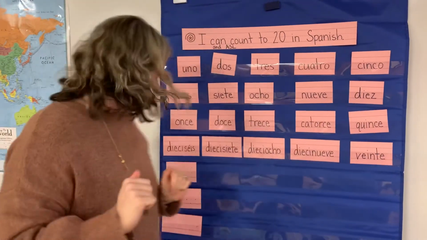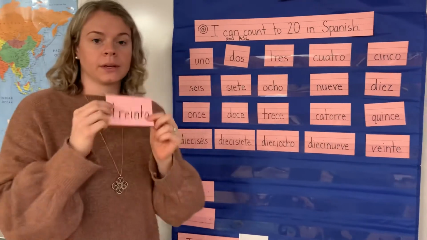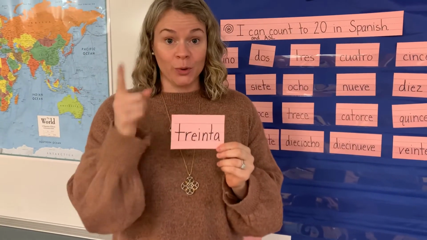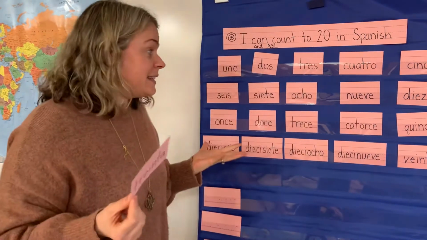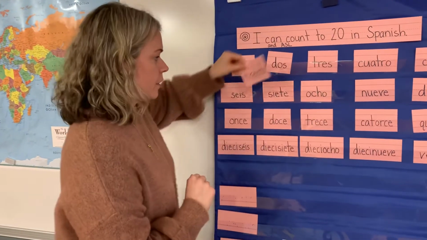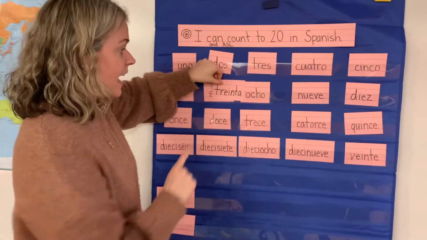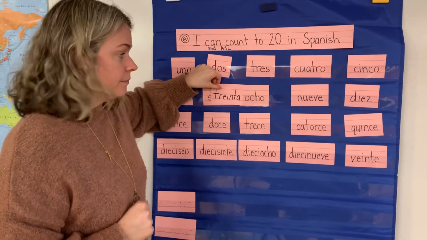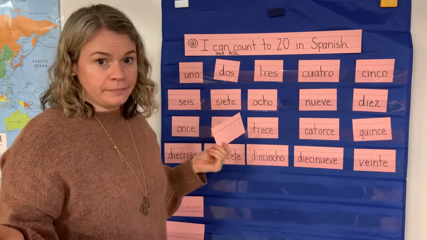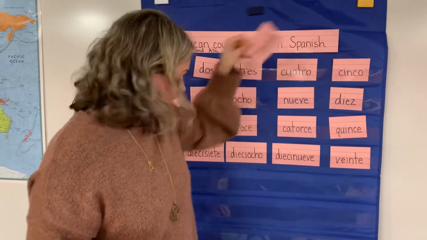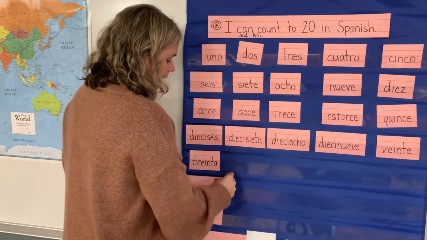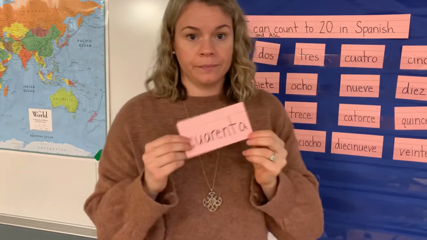So then, once you learn the words for 30 and 40 and 50, you can make any number. So for example, my turn, 30, your turn. This is the word for 30. So if I want to say 38, I'm going to put it right here. 38. What about 35? 35. Yes.